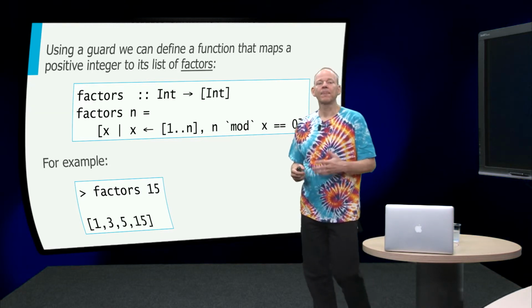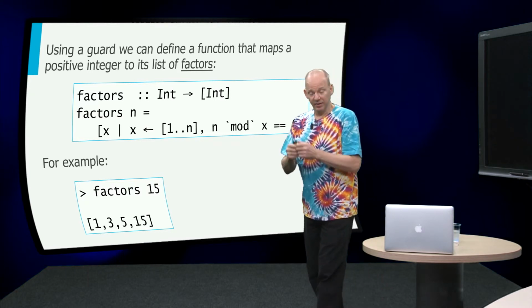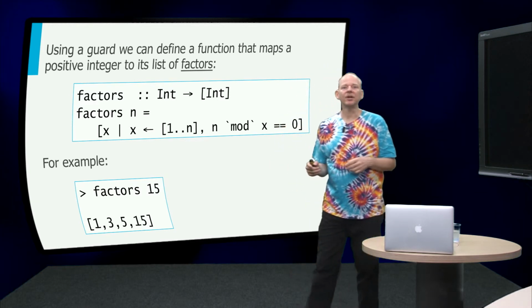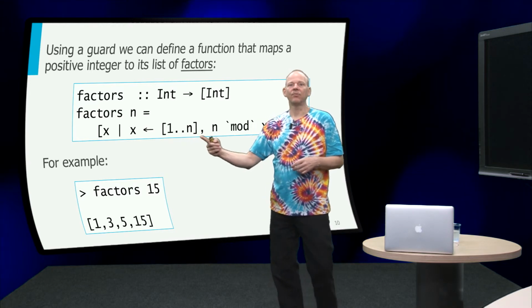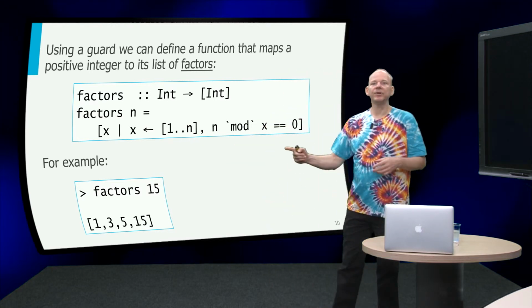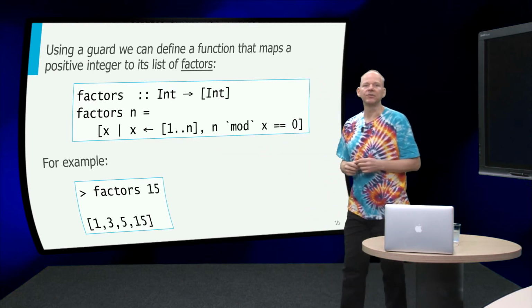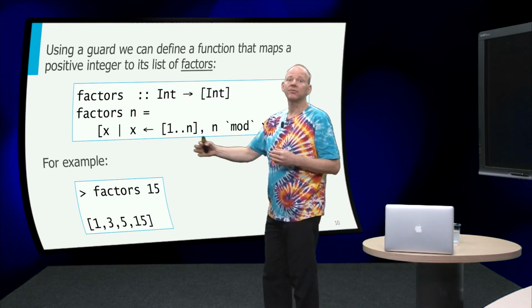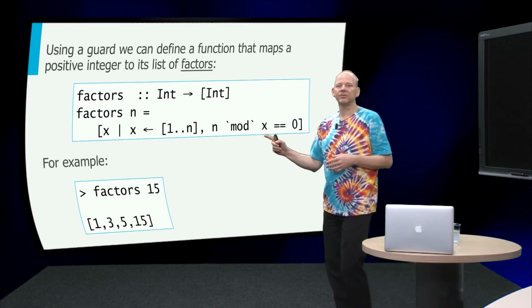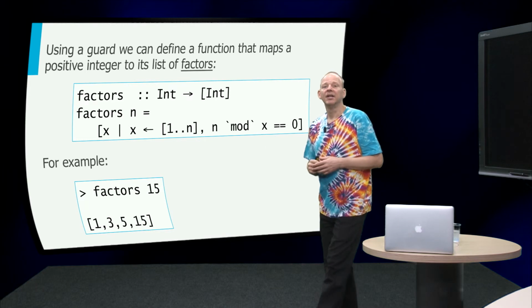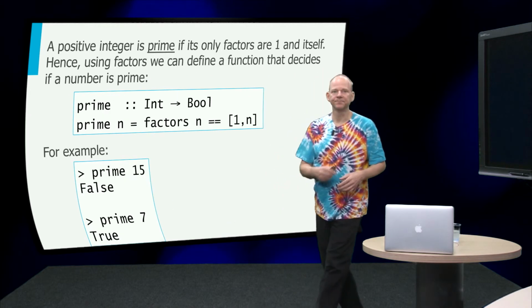Here's an example that uses guards to take a number and break it down into its factors. So what are the factors? Well, we take a number n, we take all the numbers between 1 and n, and then we only retain those for which n modulo x is 0. So for the factors of 15, we start out with all the numbers between 1 and 15, and then we throw out all the numbers for which n modulo x is not 0, and in this case, the factors are 1, 3, 5, and 15.